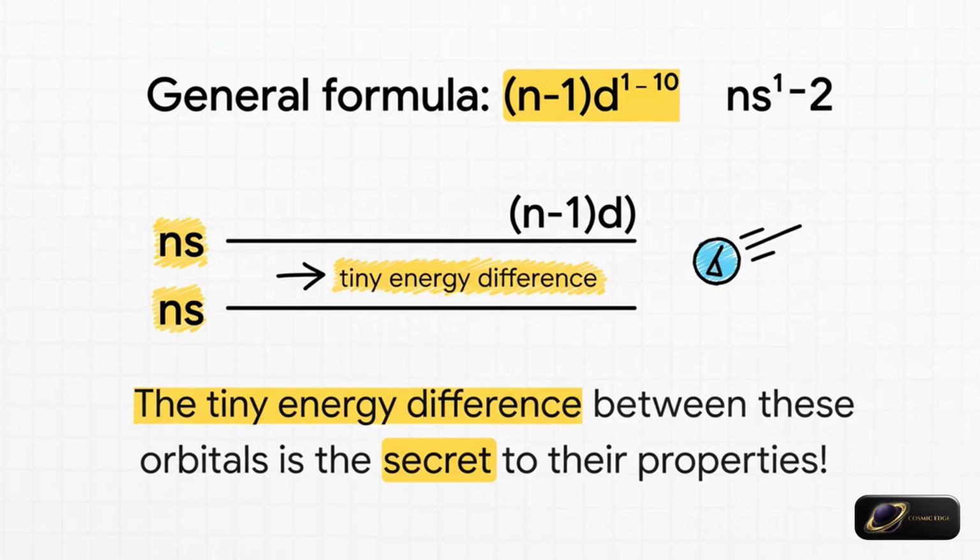But here is the absolute key to everything. The energy difference between those two orbitals is tiny. It's minuscule. And that closeness creates this incredible flexibility, letting electrons jump back and forth. That's the source of all the magic.